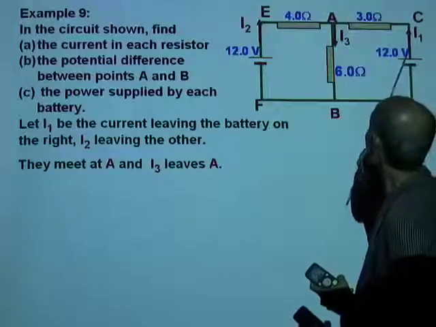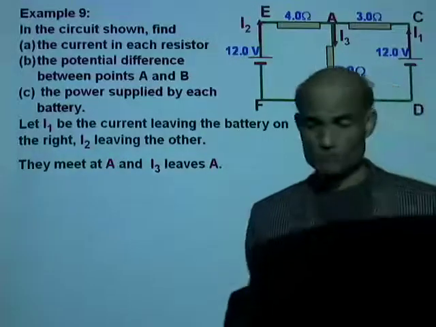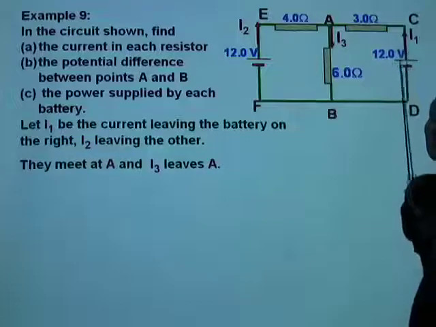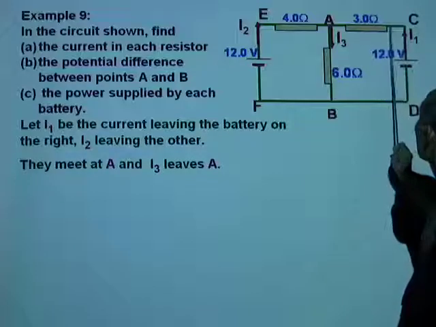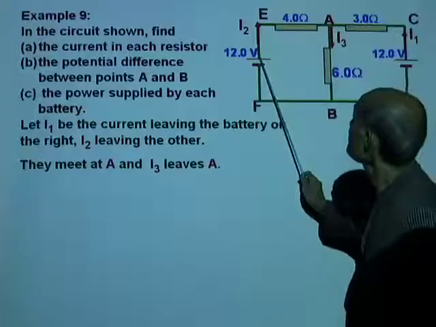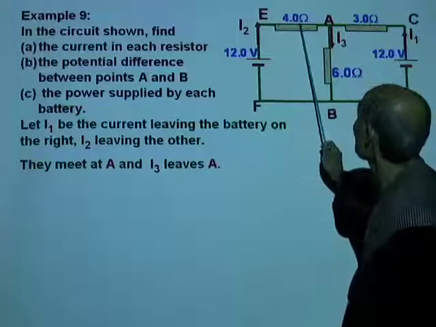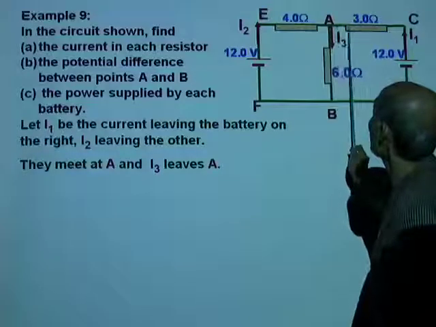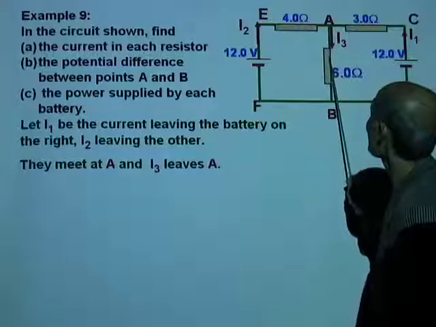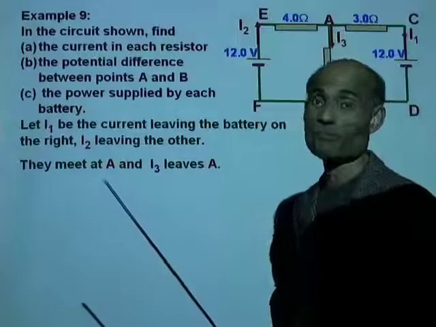Let I1 be the current that leaves the cell on the right, that passes through the 3 ohm and reaches A. I2 is the current that leaves the cell on the left, passes through the 4 ohm and reaches A. They combine and leave A as I3. I3 is the current that passes through the 6 ohm.